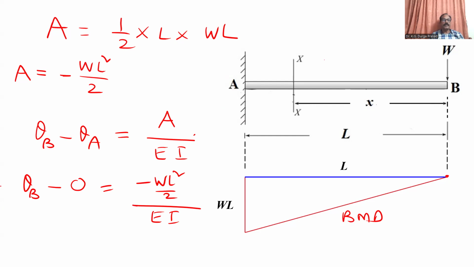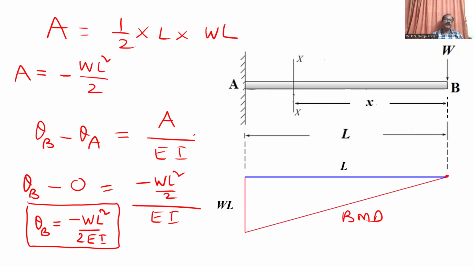So simplify this, you get theta B equal to minus W L square by 2 EI. Very simple, we are getting the slope at B. Two steps we can find the slope at point B. In the double integration method, a lot of calculation is there. But in the moment area method, we can easily find the slope at point B.